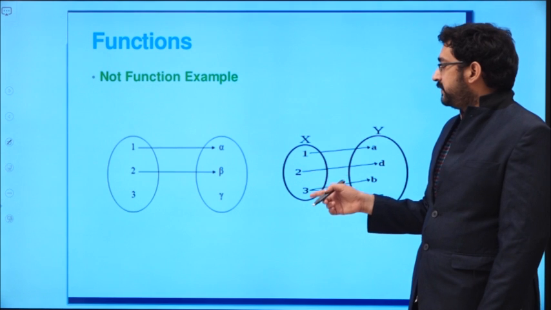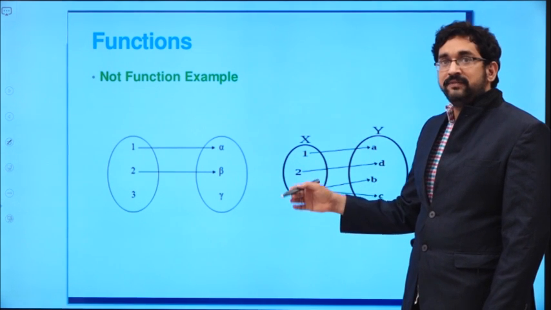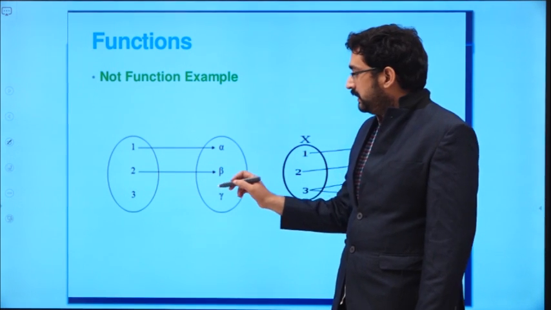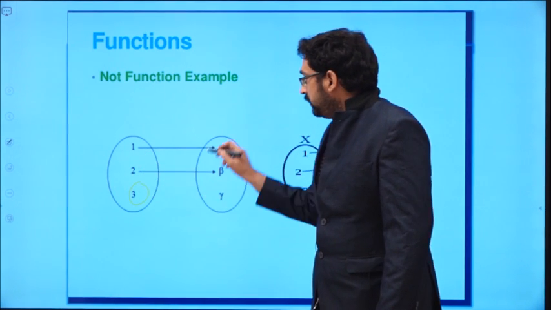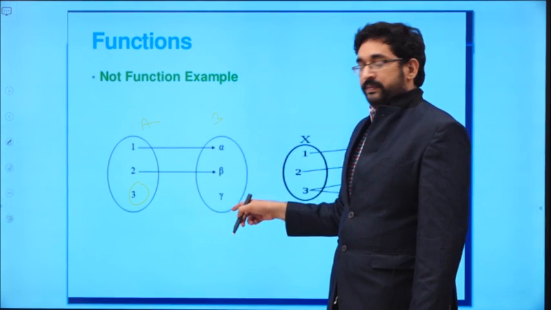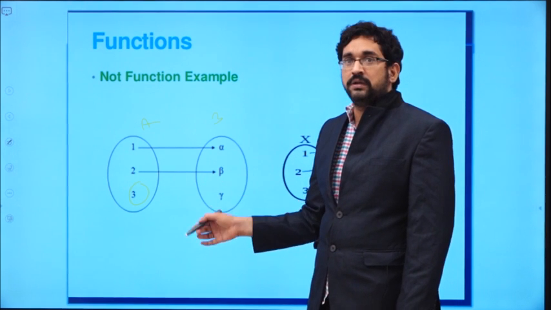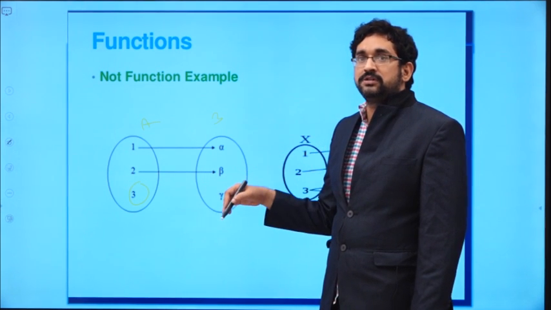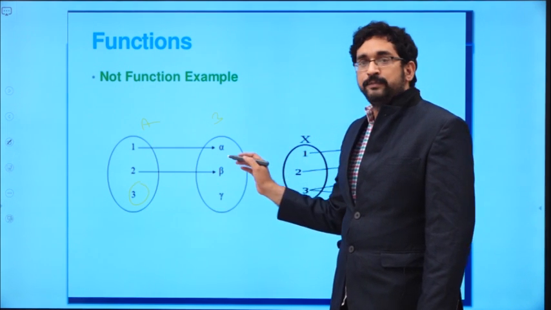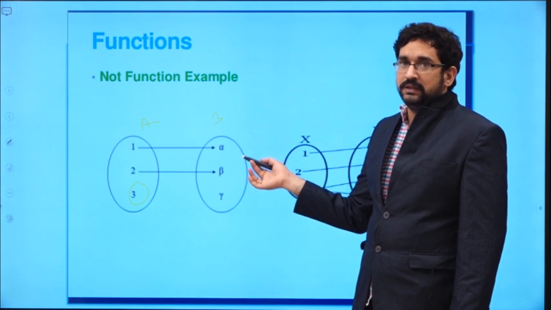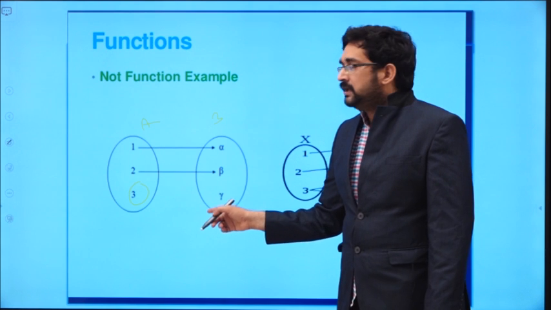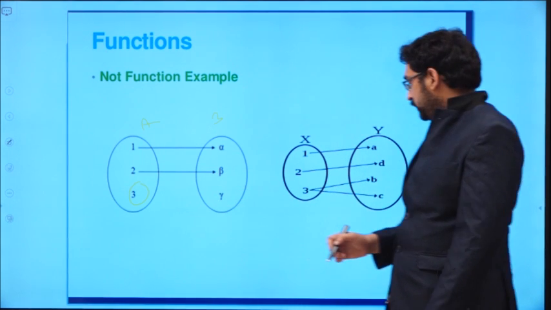Here are some examples of mappings which are not functions. See here, this is not a function because from A there is no mapping to an element of B. That's why this is not a function. If a mapping is to be a function, every element in the first set should be mapped to exactly one element of B. Then we can say that it is a function. Here, as 3 is not mapped to any element, this is not a function.